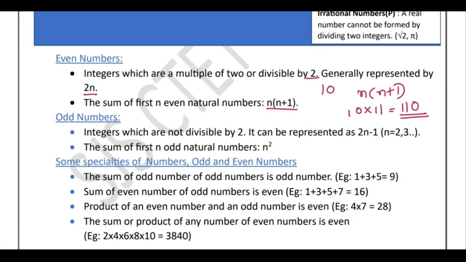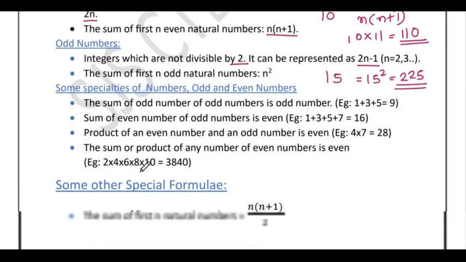Then odd numbers: integers which are not divisible by 2, and they can be represented as 2n minus 1. The sum of the first n odd natural numbers is n square. For example, if you want to know the sum of the first 15 odd natural numbers, it is 15 square. 15 square is 225. You can check it. So easily you can find out the answer.